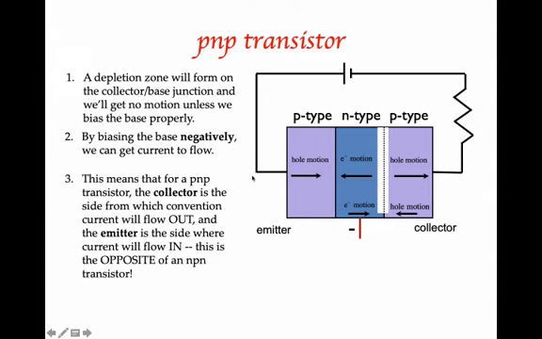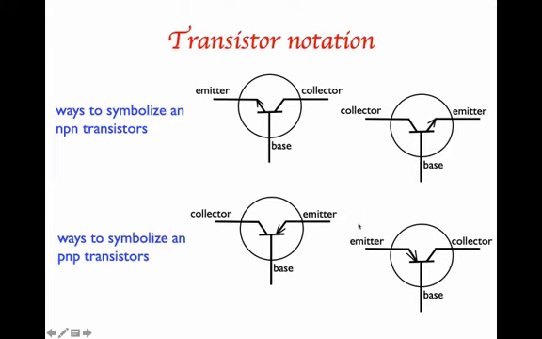And the other thing that's different is that with PNP transistors, you need a negative bias here for things to work. So, symbols. This is the symbol that you will see for a transistor, and there are three things about the symbol that tell you information you need to know about the transistor.